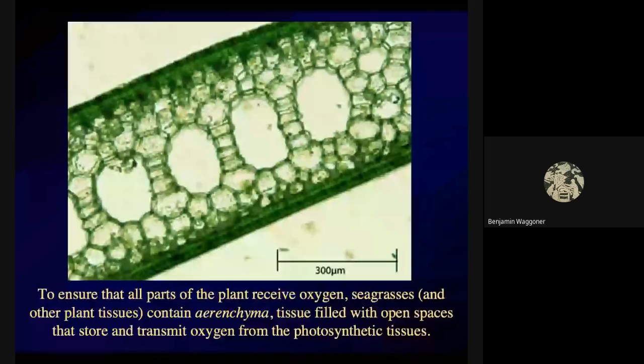The problem with living completely submerged in water is that it may be hard for oxygen to get to all parts of the plant. So seagrasses contain aerenchyma. This is a cross-section through a seagrass leaf, and there's just open air spaces that transmit and store oxygen that's produced by the photosynthetic tissues. So there's special air channels inside seagrass for the transmission of oxygen.